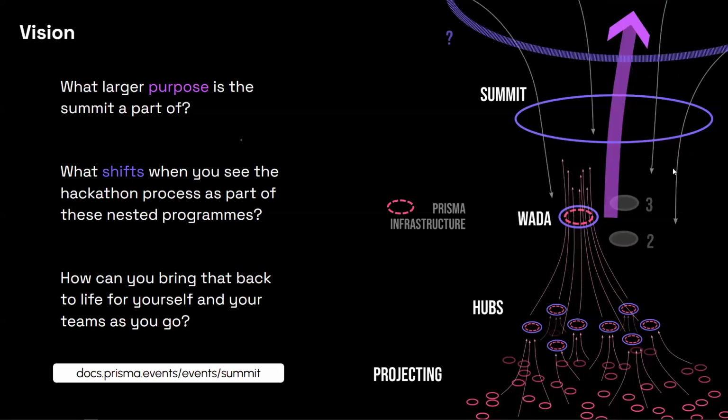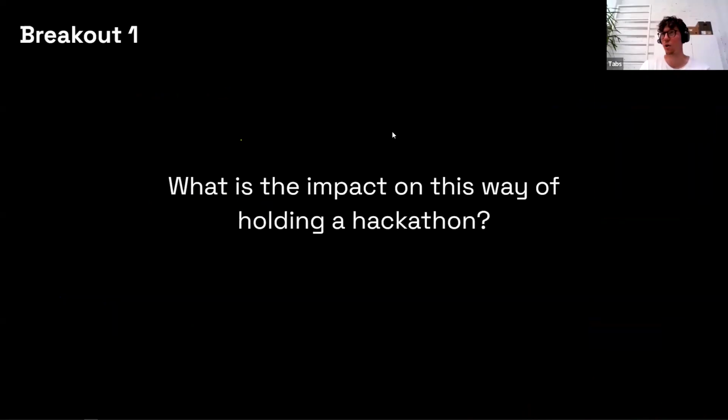Okay, this is the end of the first part. We're now going to go into a breakout room. This is 15 minutes. You're going to be in groups of about 3 to 4, and this is the overarching guiding question. What is the impact of holding a hackathon in this way? What's the new potential that you can see for engaging in this kind of a process? What does it mean for you to be working in terms of those alignment of those nested systems from your community, from the ground up?